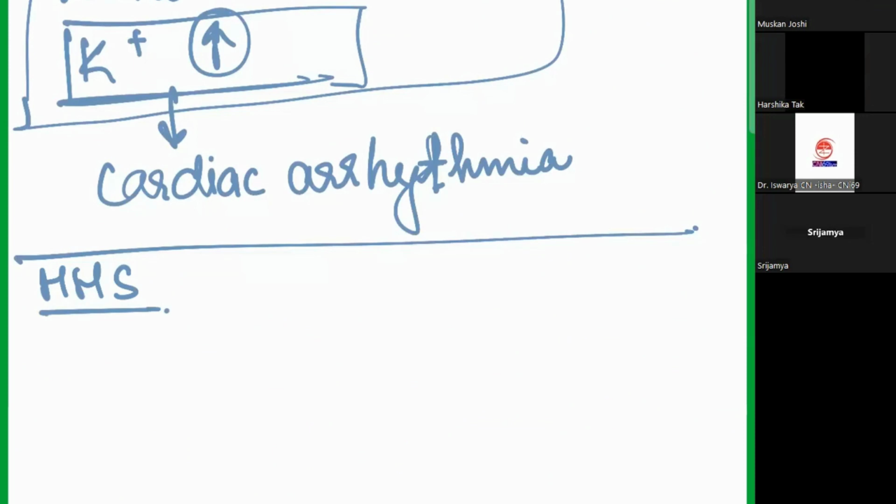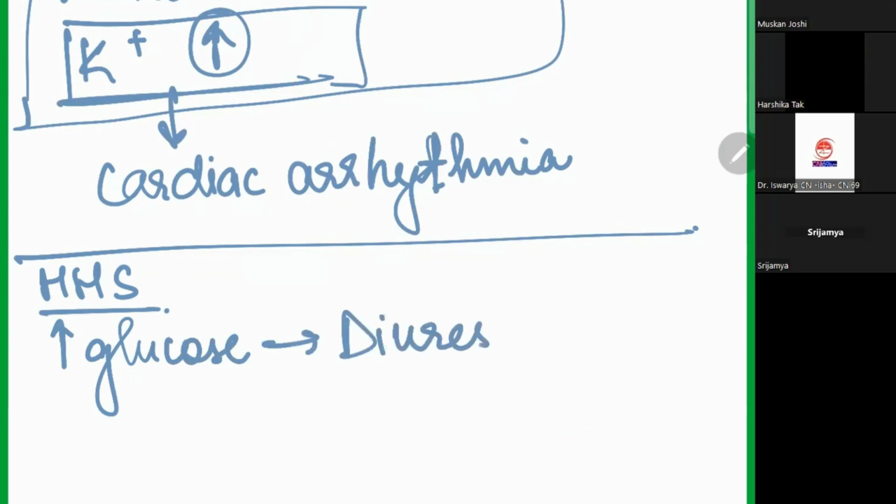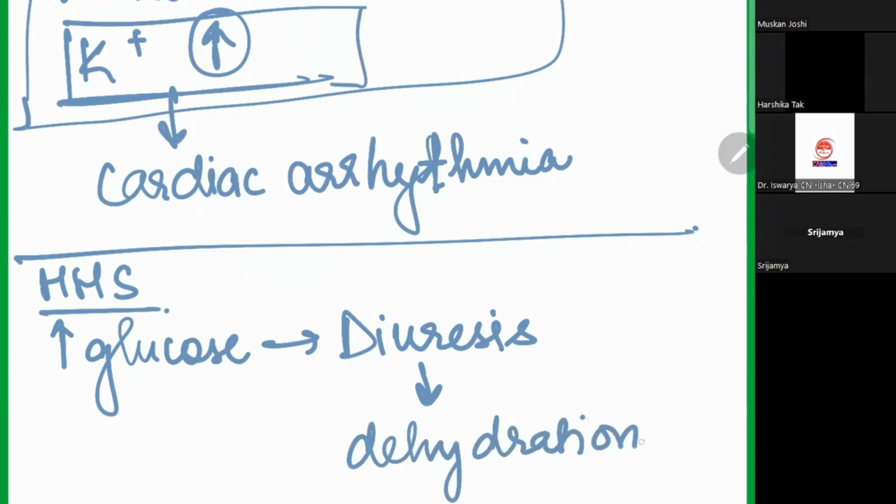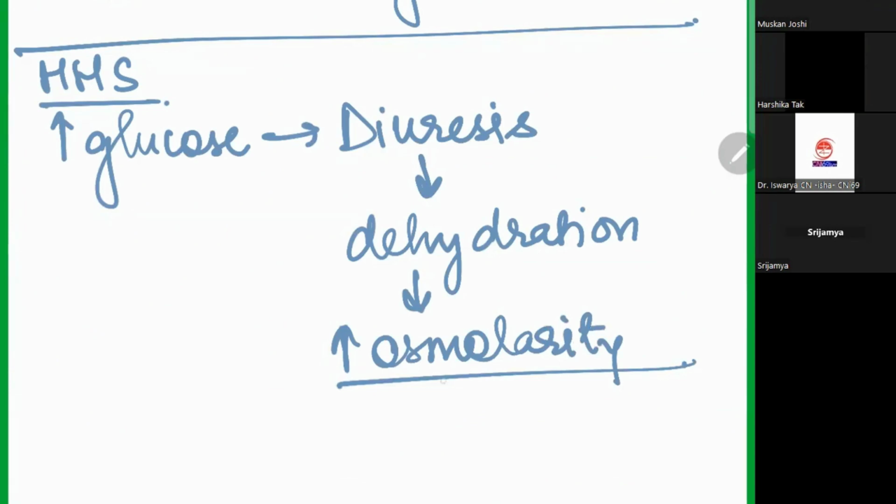Okay, it's very simple. First, there will be high glucose. Then if this glucose is high, there will be diuresis. When diuresis happens, and if the patient is not taking proper water, then there will be dehydration. And when there is dehydration, what will happen? There will be an increase in osmolarity in the body. And when there is an increase in osmolarity, what does it lead to? It leads to HHS.